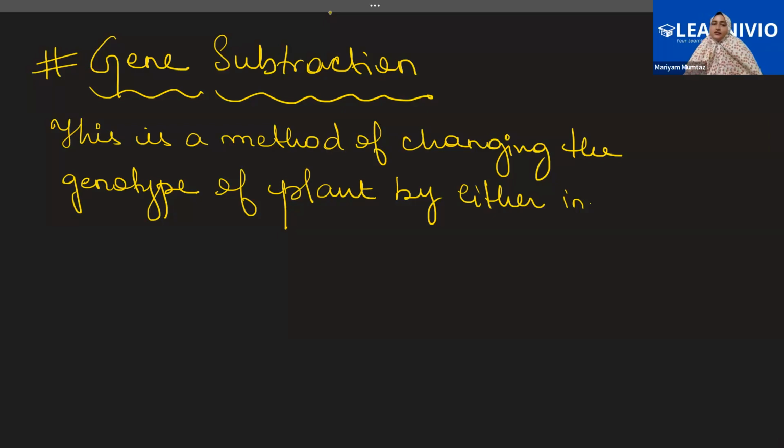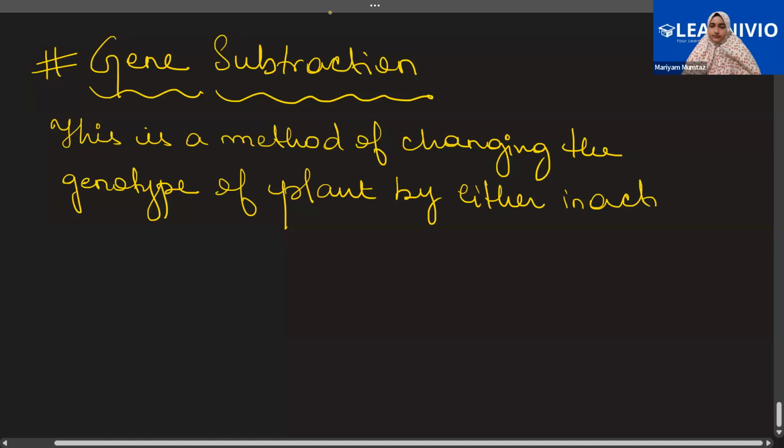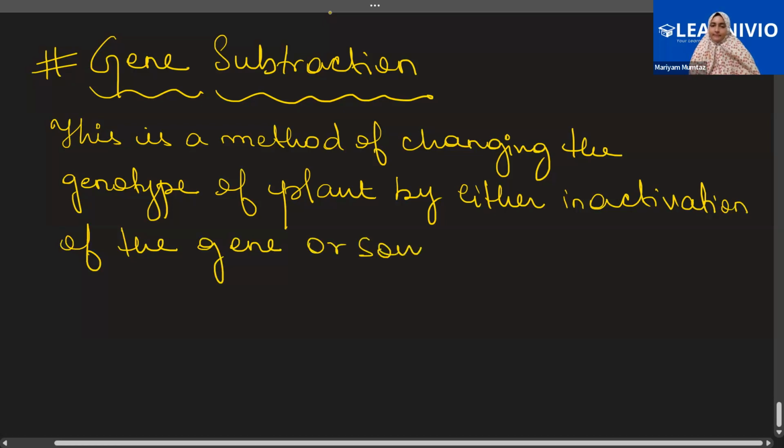So this is a method of changing the genotype. What is the genotype, students? Are you able to hear me? Yes, ma'am. Then tell me, what is a genotype?